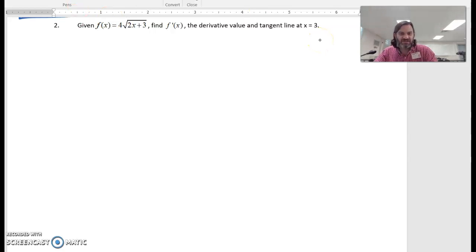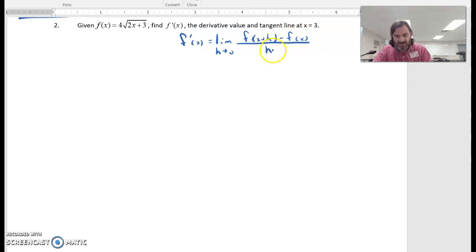Alright, so we're going to find the derivative of f of x equals 4 times the square root of 2x plus 3. And once we find the derivative, we're going to find the tangent line at x equals 3. So a little reminder here that the derivative function f prime of x equals the limit as h approaches 0 of f of x plus h minus f of x all over h.